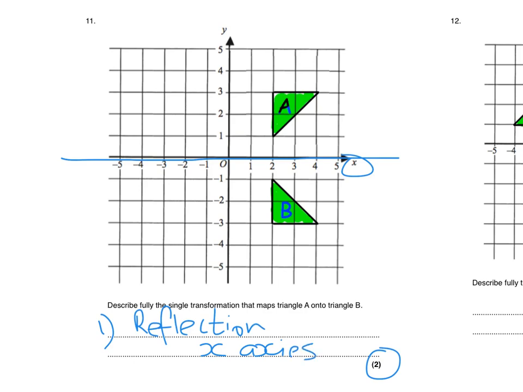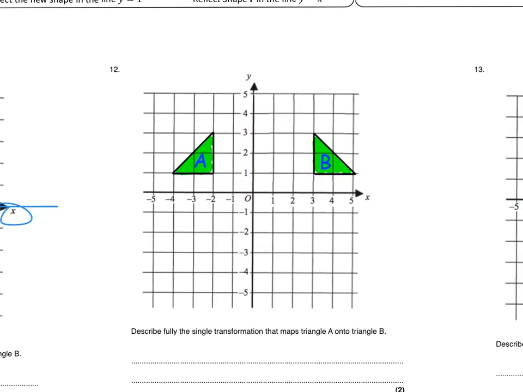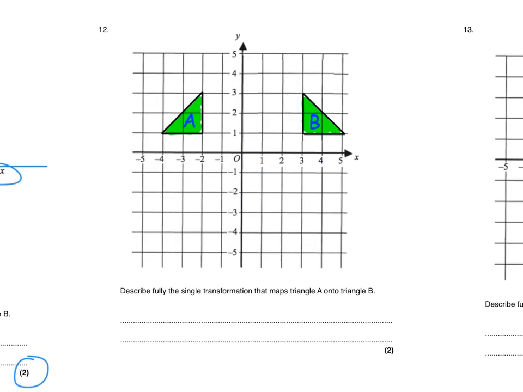Okay, let's have another go at one of those. Describe fully the transformation that maps triangle A onto triangle B. Again, this is worth 2 marks. We need to say 2 things. So the first thing that we're going to say to get the first mark is that it's a reflection. And then I'm going to draw in my mirror line to help me answer it.